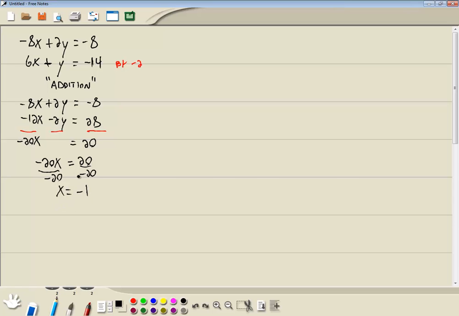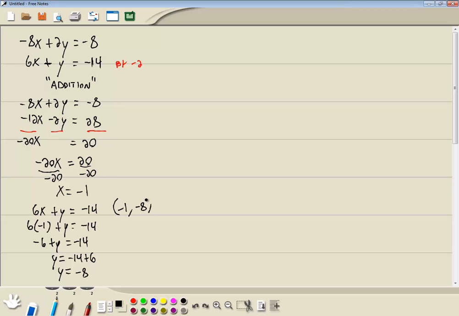We now want to plug this back into one of our equations. It doesn't matter which one, whichever one looks simpler to you. The second one looks a little bit simpler. So I'm going to plug that into 6x plus y equals negative 14. We just said that x is negative 1, so I got 6 times negative 1 plus y is equal to negative 14. 6 times negative 1 is negative 6, plus y is equal to negative 14. Take negative 6 to the right side, we got negative 14 plus 6. Or we got y is equal to negative 8, assuming no math errors on my part. So our answer is negative 1, negative 8. Now that's the addition method.